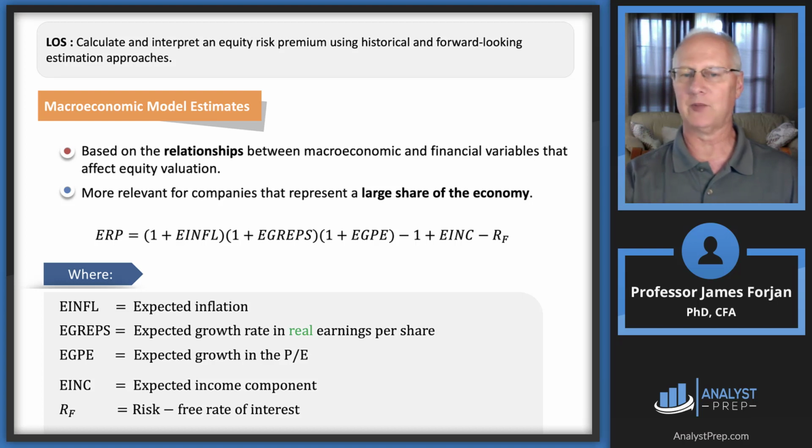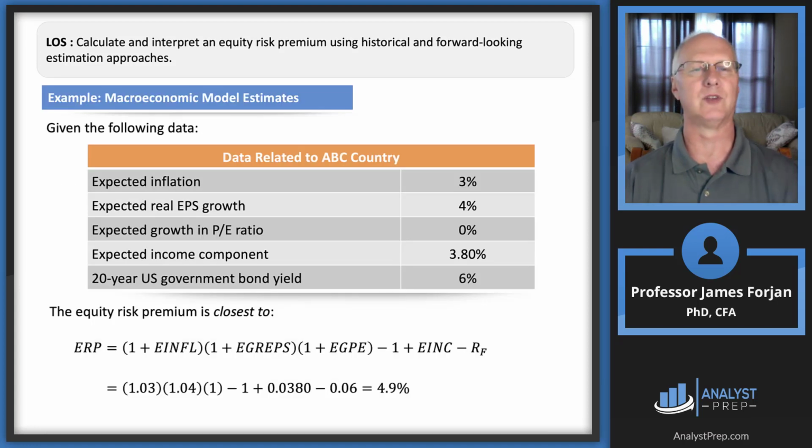Then we're going to add the expected income component. And then we're going to subtract out that risk-free rate of interest. So let's take a look at just another quick example here. And so notice what we do in the middle, expected growth in the PE ratio, there's a 0%.